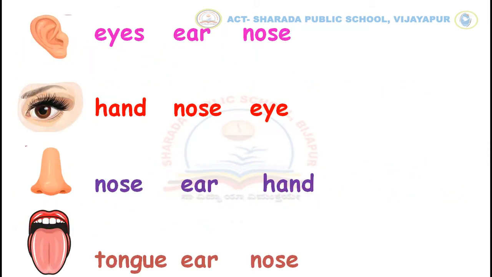One has been done for you. Look at the first picture. Here I have given 3 options. You have to circle its name like this. In the same way, you have to complete this activity.